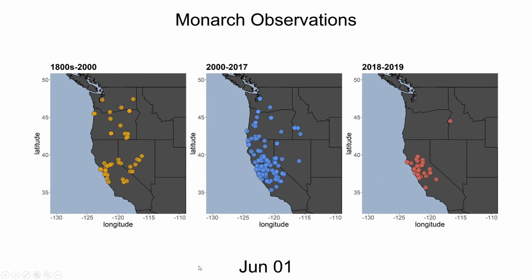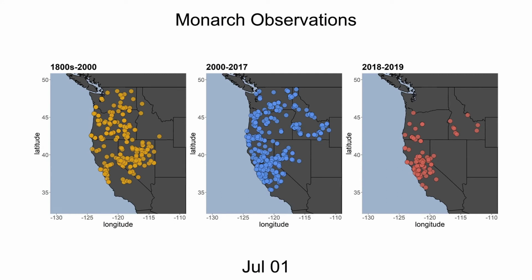When we map our data based on these categories, we see patterns suggesting that the population expansion has been slower since 2017. So here, each point represents an observation of a monarch butterfly at that location before June 1st in any of the years in that category. And we can see that the red points, which represent the last 2 years, are much more clustered around the California overwintering sites than the points from the earlier 2000s or from the 1900s. That pattern is even more obvious when we look at points up through July 1st.